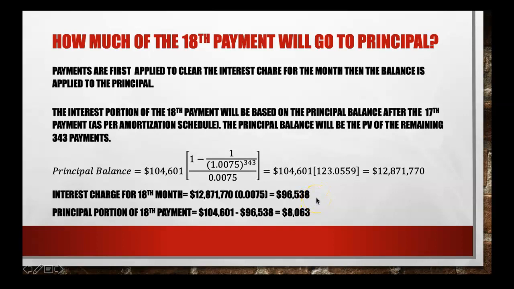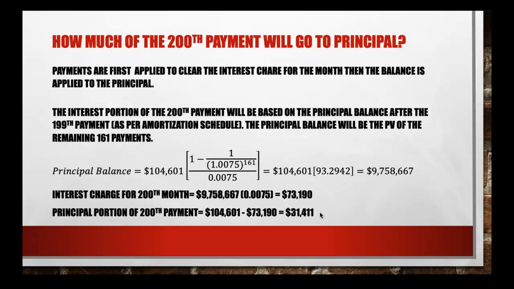96,538. So if this is the amount that we'll be paying for interest in the 18th month, it means the rest of our total payment will be going to principal. So for the principal portion, we simply subtract that interest charge from the total monthly payment, and it gives us a principal payment of $8,063.